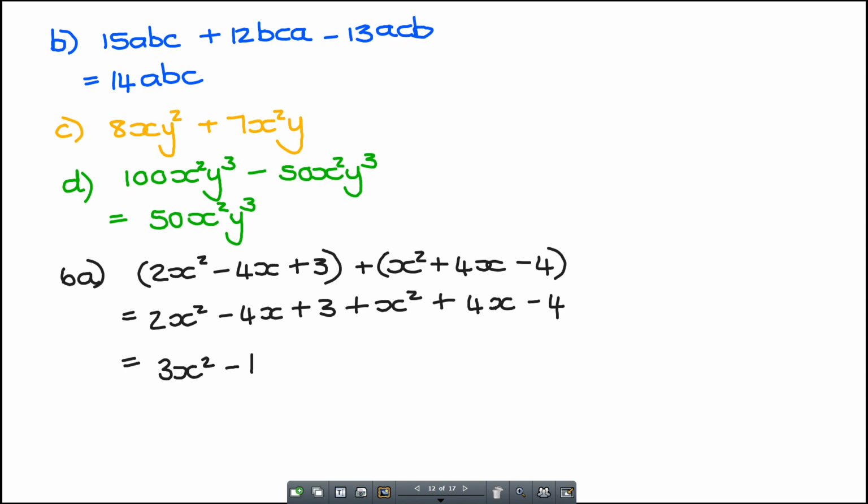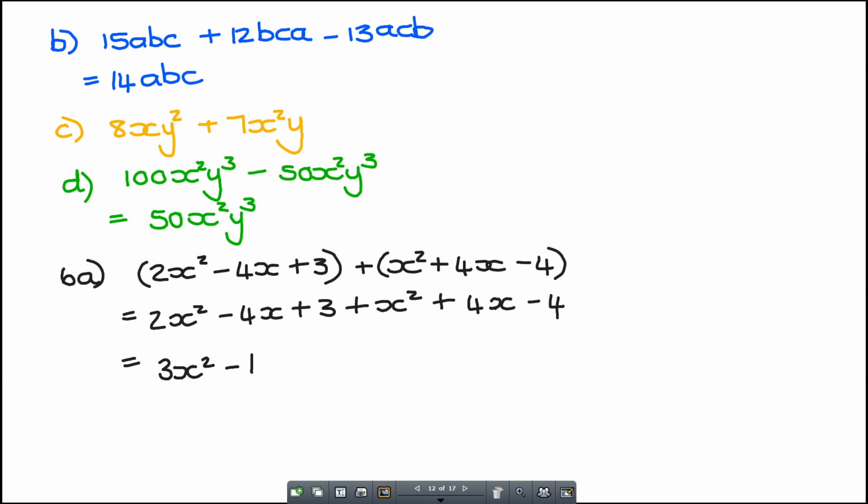Then at D, these are like terms because they both have x squared y to the power 3. So I can go and subtract. So 100 of those minus 50 of them will give me 50. And then the variable stays the same: x squared y to the power 3. Any questions?